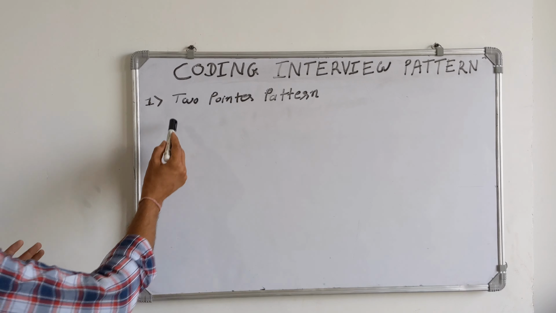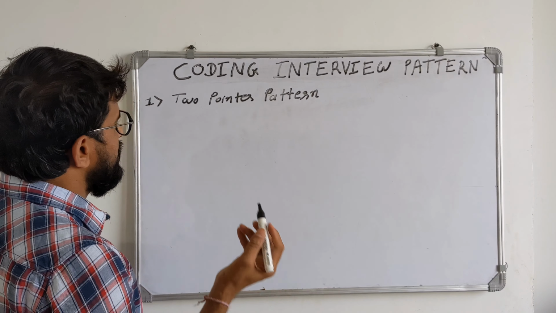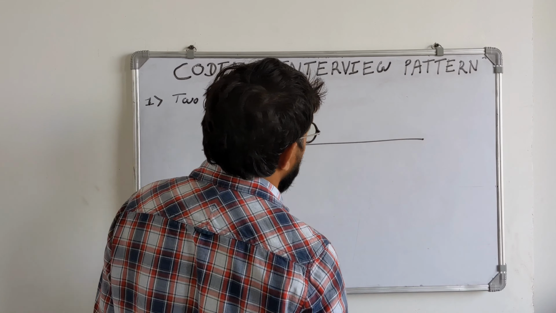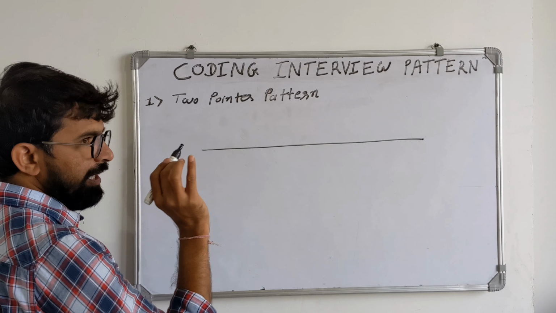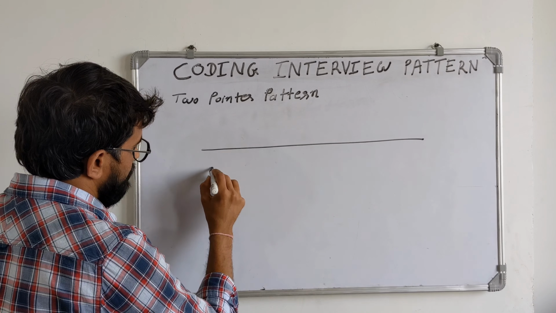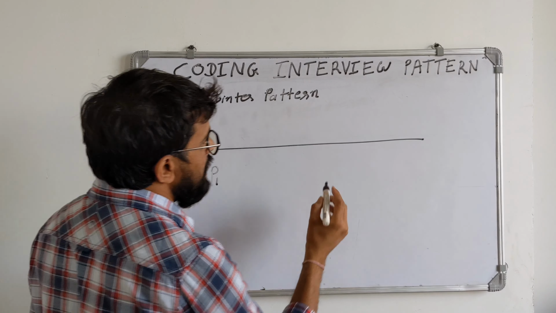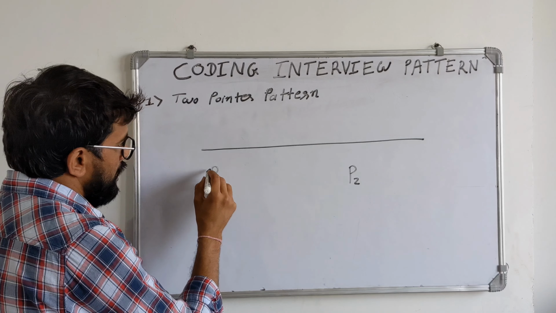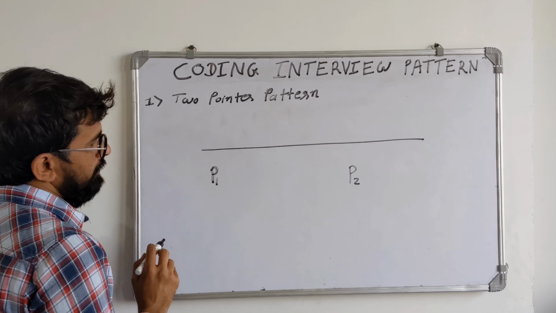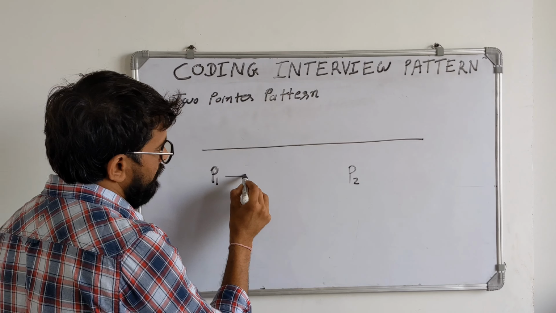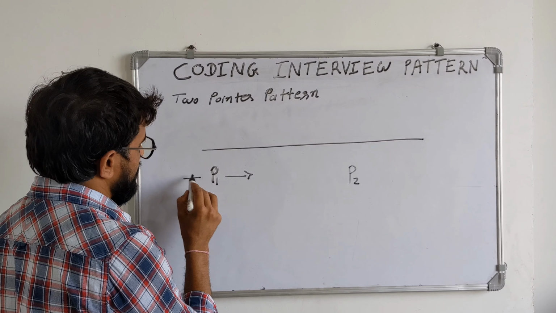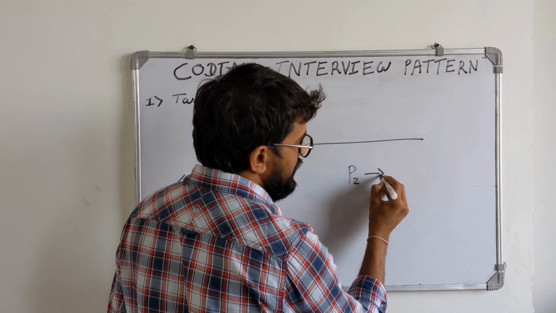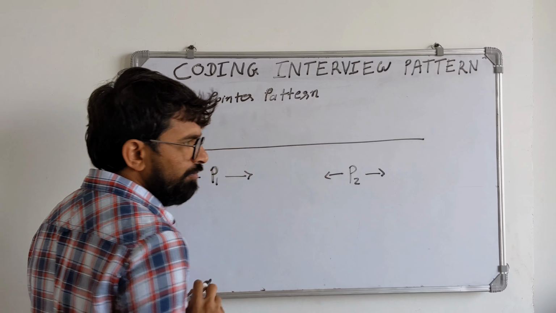Now let's start. What does two-pointer mean? Whatever linear data structure we have, we will take two points, let's say point 1 which is P1 and point 2 which is P2. Using these two pointers, we'll keep moving them either on the forward side or on the backward side. The same thing for the other one, it can also be moved in either direction.